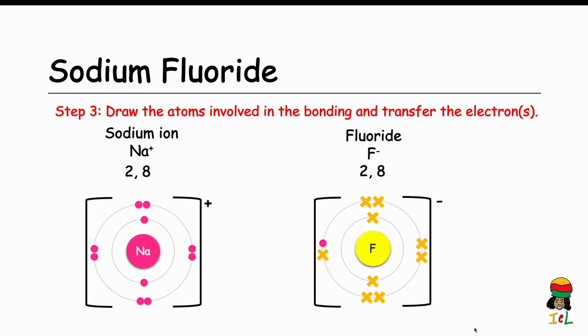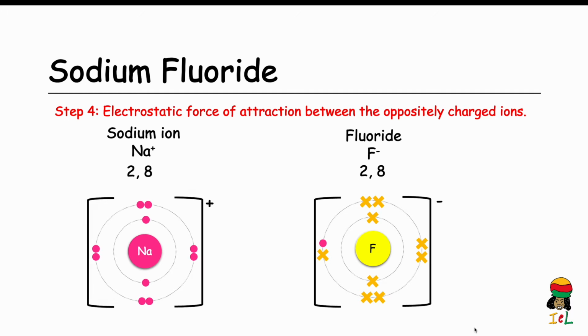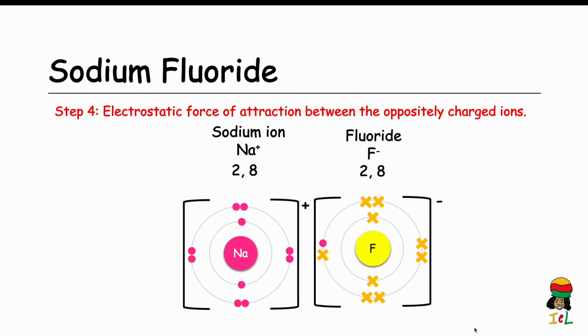Now for the final step, step 4: the electrostatic force of attraction pulls the oppositely charged ions together. The electrostatic force of attraction is the ionic bond, which is very strong. So we have 1 sodium cation having a charge of positive, and we have 1 fluoride ion having a charge of negative. Note that the charges cancel each other. That is, 1 positive cancels 1 negative, giving the compound a total charge of 0. Therefore, we write the chemical formula of sodium fluoride as NaF.